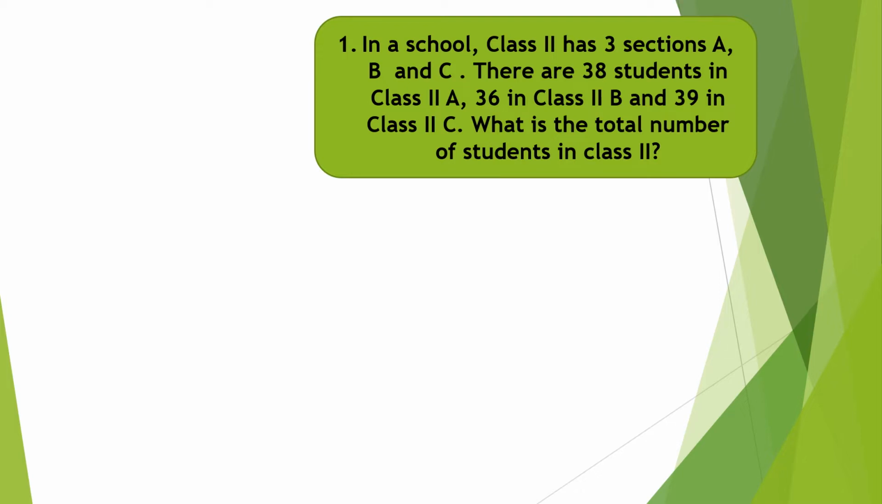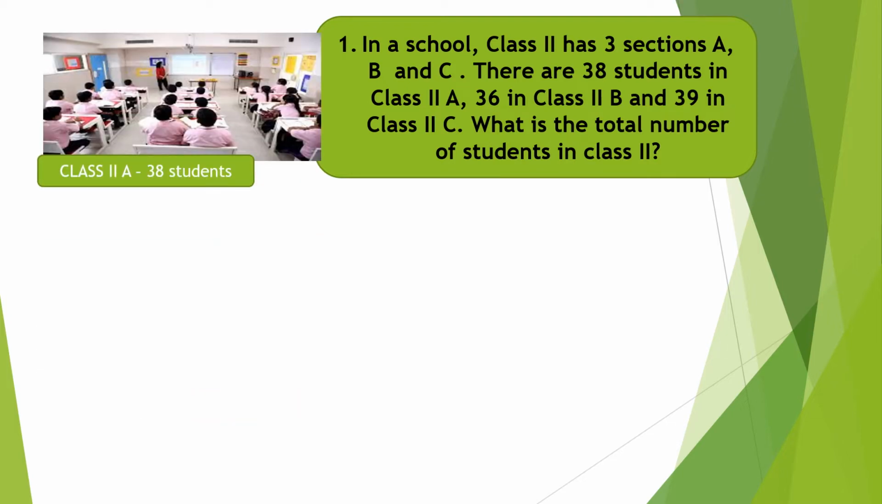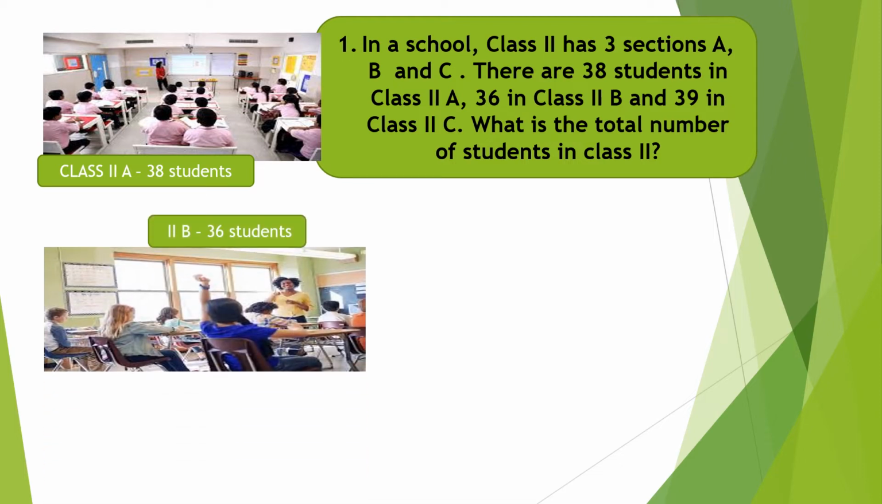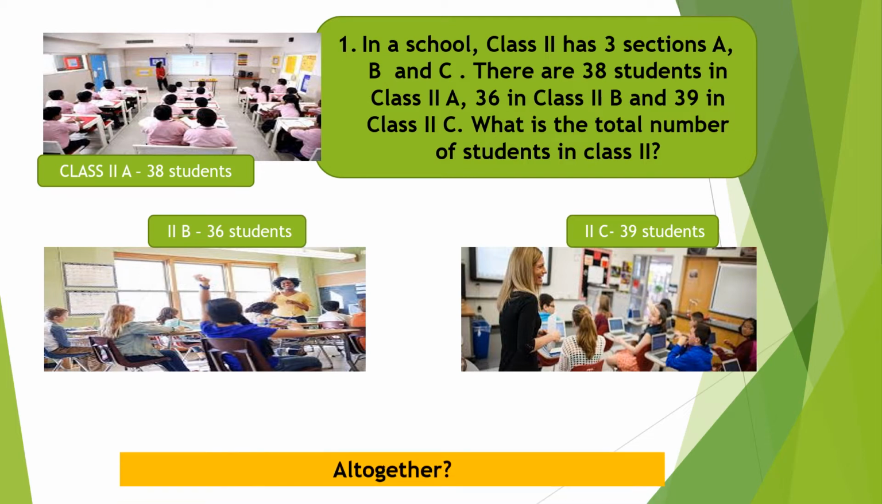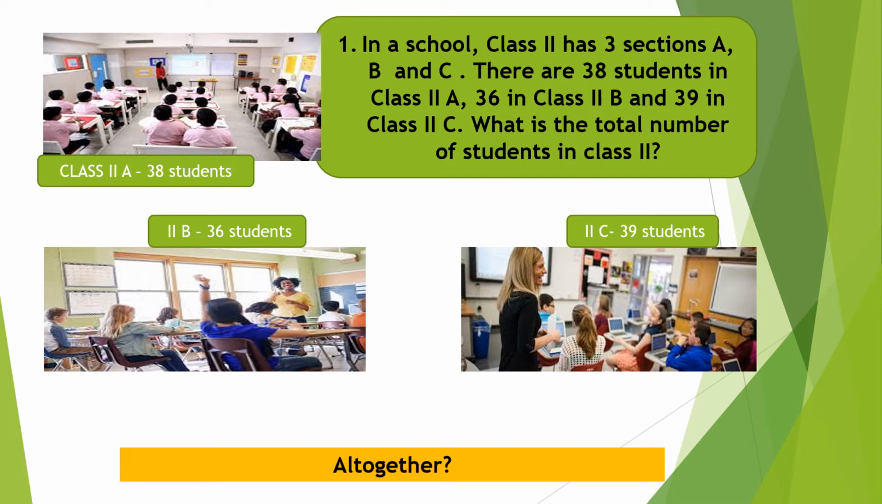So, we know through this word problem, in class second A, 38 students are present. In class second B, 36 students. And in class second C, there are 39 students. So what we need to find here? We should find out the total number of students in class second standard. So what we need to do? We need to add class second A, second B and second C all together. And we need to find out what is the answer. That is the total number of students in second standard.